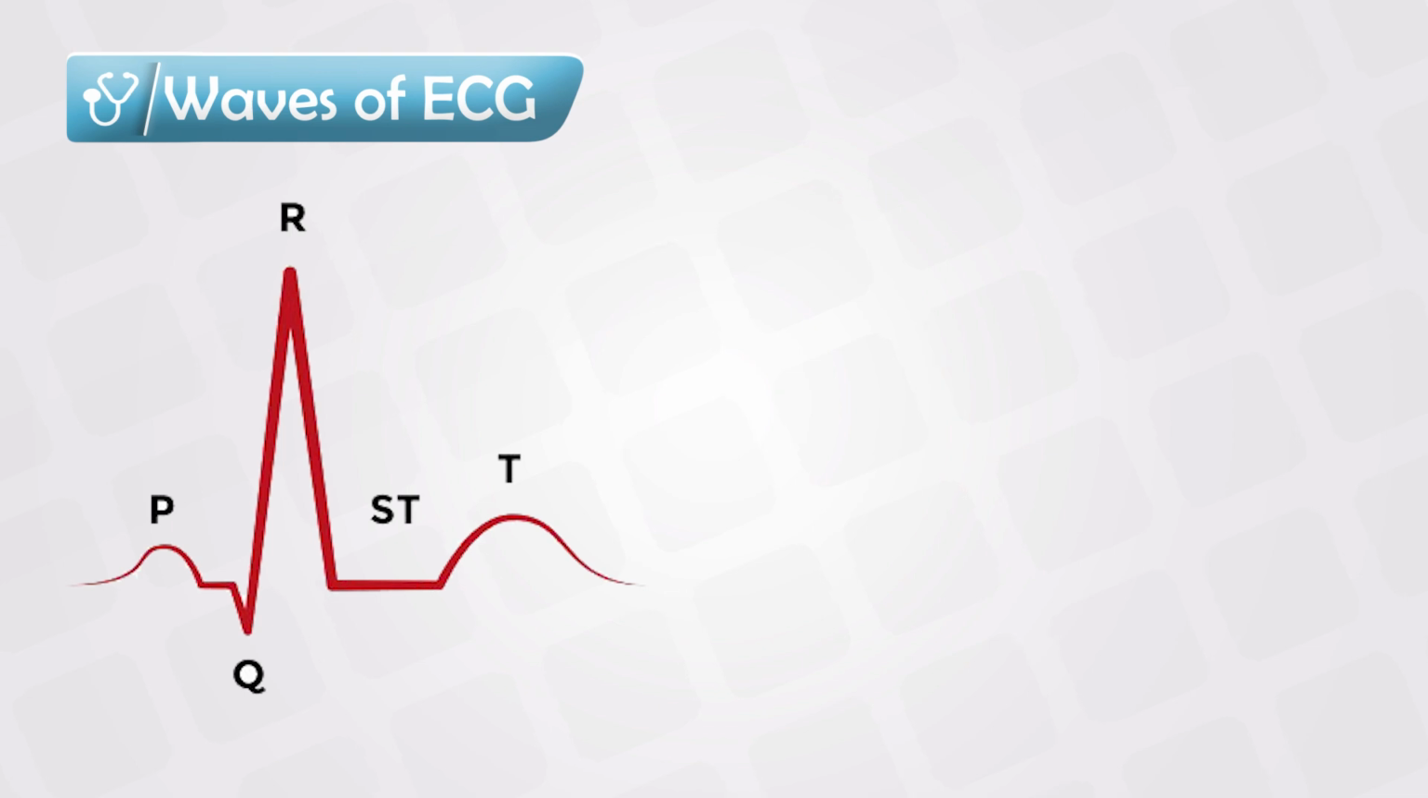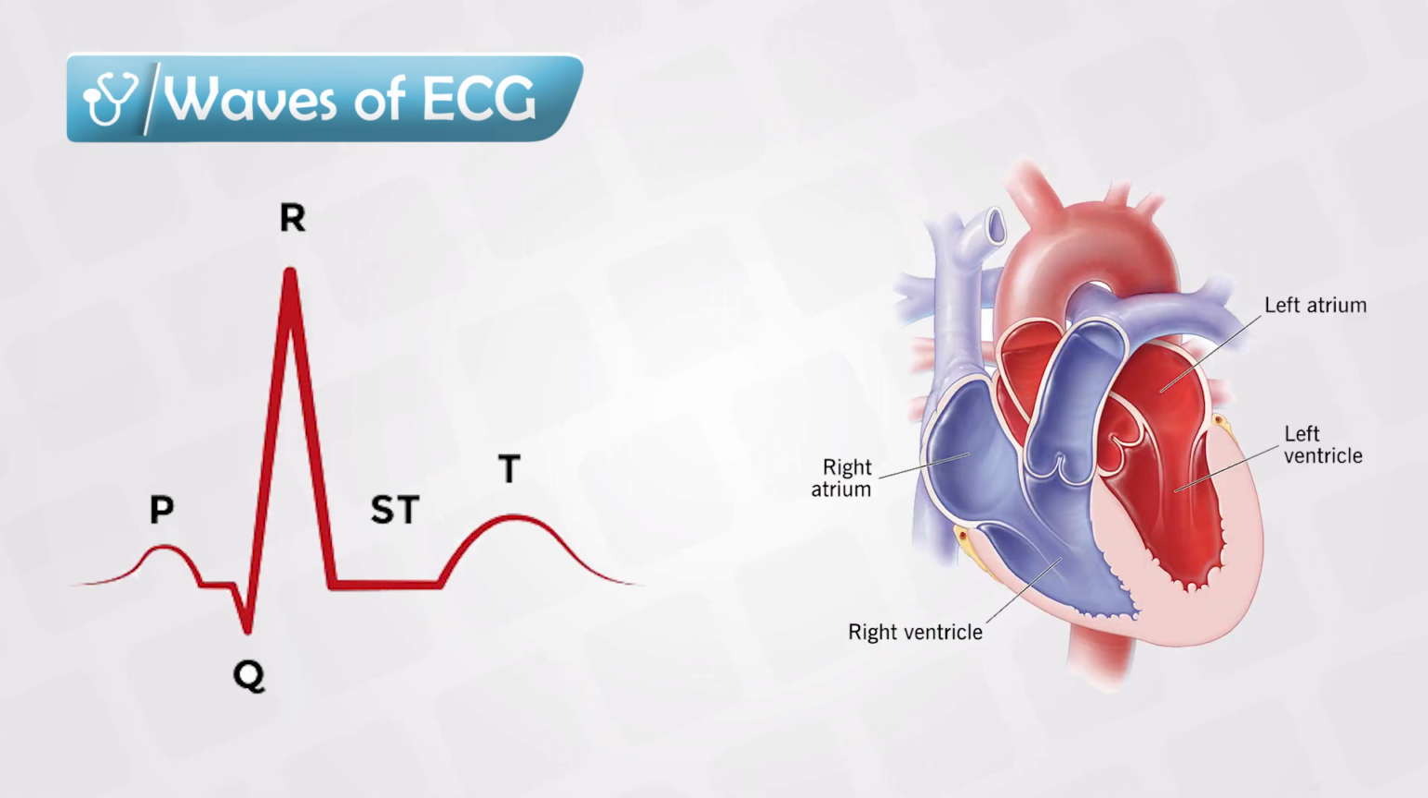To put it simply, in the heart we have two pairs of chambers, the atria and the ventricles. Whenever either the ventricles or the atria contract, we will see a wave, and whenever they relax, we will also see a wave. The contraction is known as depolarization, and the relaxation is known as repolarization. And of course, we know that the atria contract first, and then the ventricles. Then the atria relax, and then the ventricles relax.